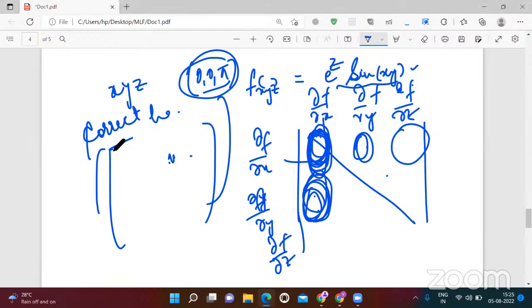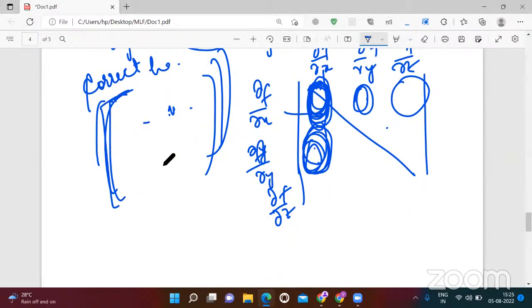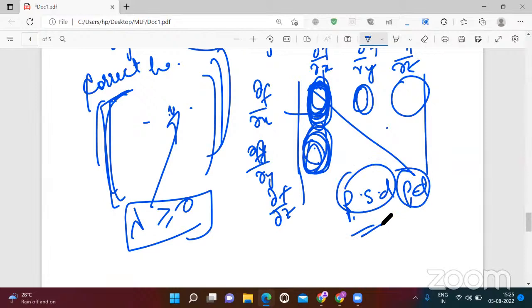And after that, if you have been asked whether it's a convex function or not, you calculate the lambda, the eigenvalues. If lambda is equal to 0 or greater than 0, that is, non-negative, then you can say it's a convex function. So PSD or PD. Fine.